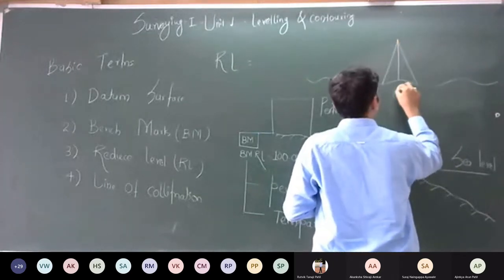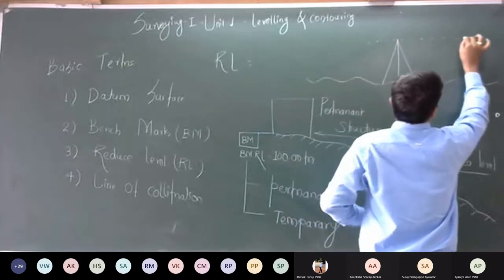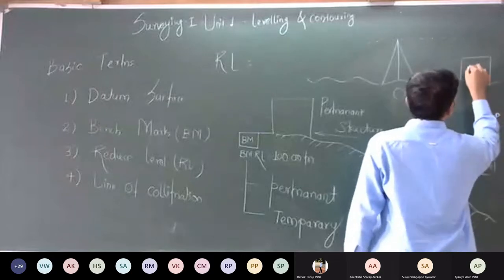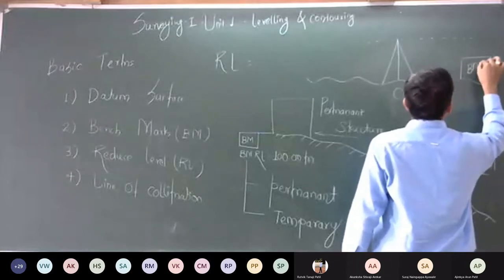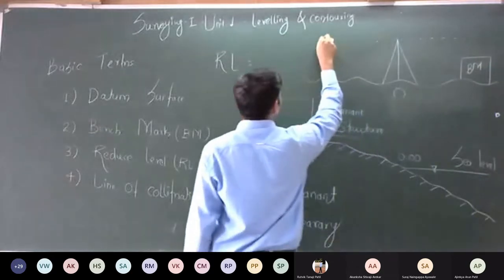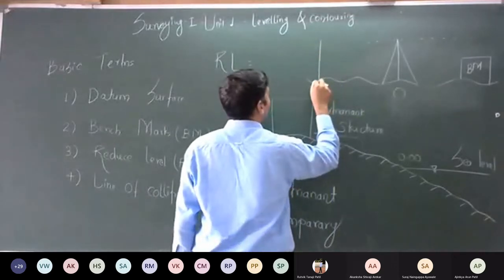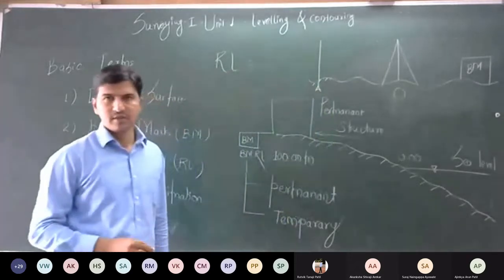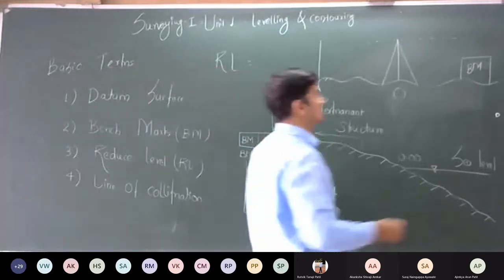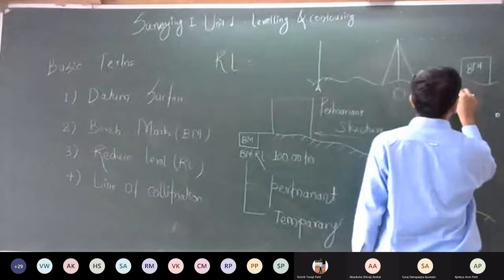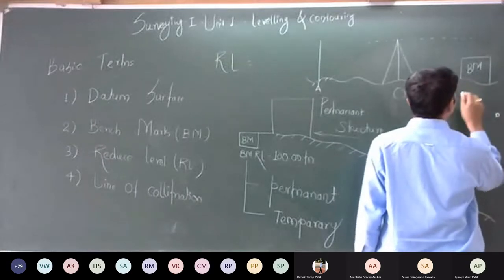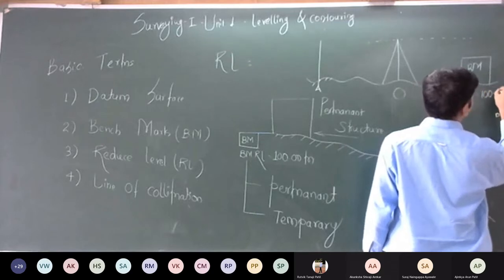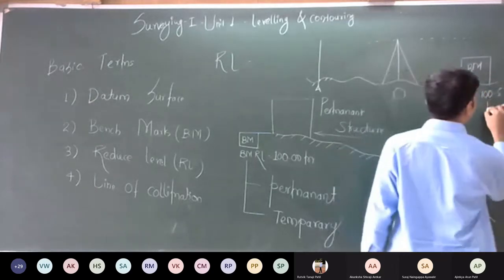Say the station is O, and suppose this is my permanent benchmark. I want to know the RL of this point. Suppose the name of the point is A. Let us take the RL of the benchmark as 100.5 meters.